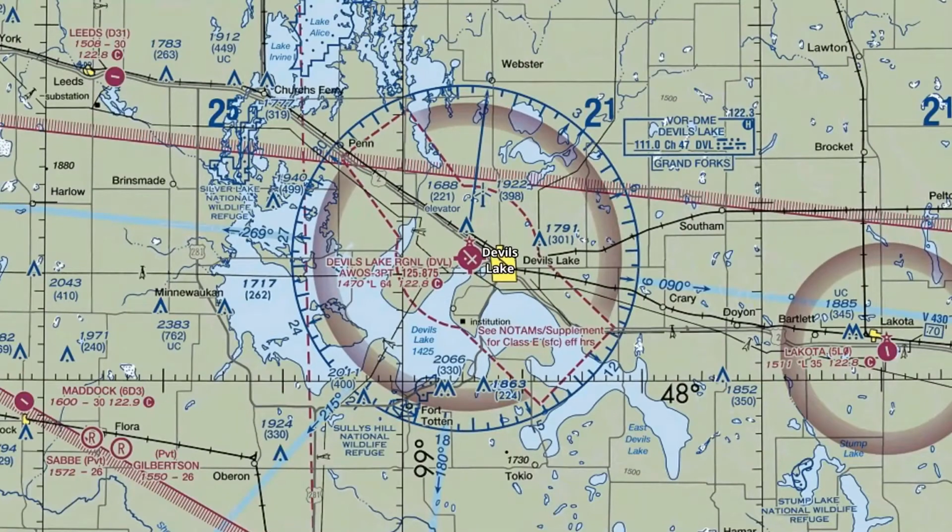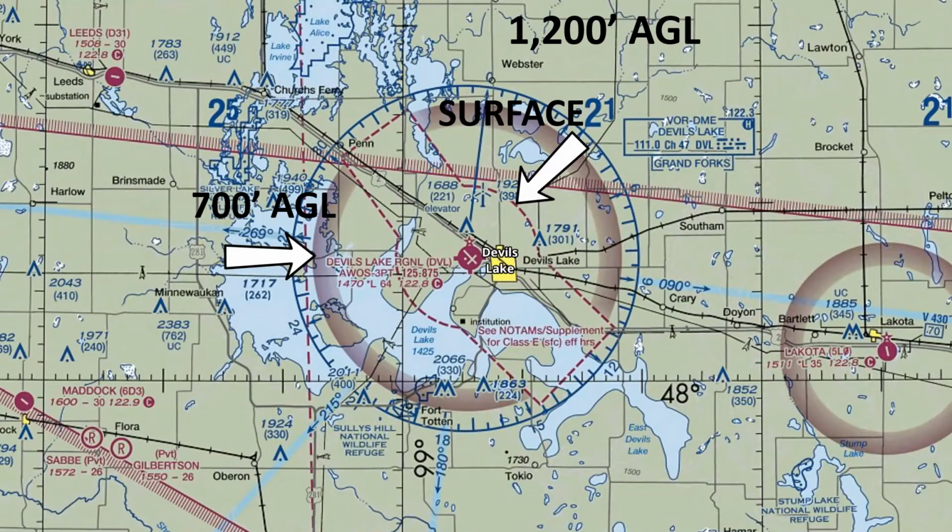Just like Class G. The surface to 1200 foot AGL is Class G, and everything above is going to be Class E up to the Class A. Where you see that magenta vignette, Class G extends up from the surface to 700 feet, and everything above that is Class E. Anywhere you see that magenta dashed line, the Class E goes all the way to the surface.